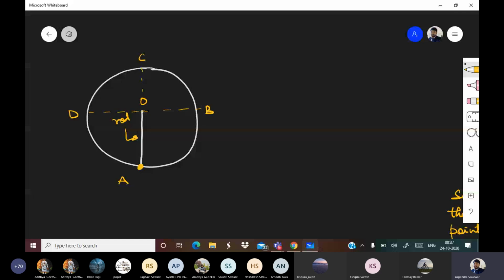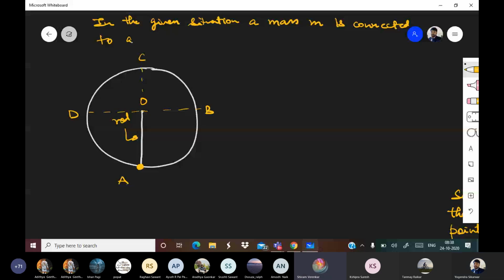And I'm giving you this question as practice. So in the given situation, a mass M is connected to a massless rod. So are you giving a question? Yeah, I'm giving a question. So in the given situation, a mass M is connected to a massless rod.